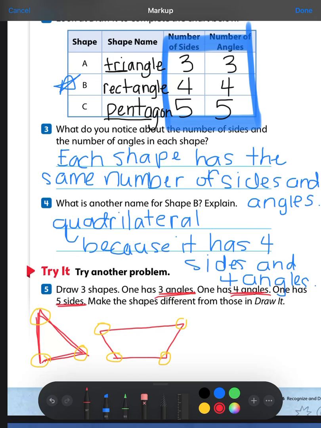And for my last shape, we're going to draw something with 5 sides. Now yours don't need to be looking like mine, but you need to make sure that they have the same number of angles or sides. Okay, so for this one, let's see. I'm going to draw 5 sides. 1, 2, 3, 4, 5. Let's count the number of sides. 1, 2, 3, 4, 5.